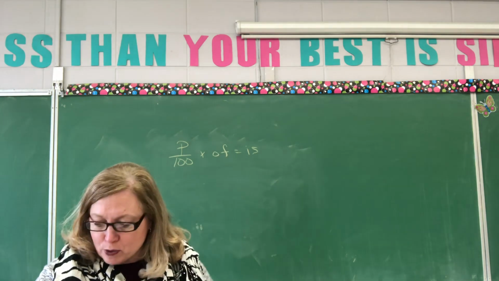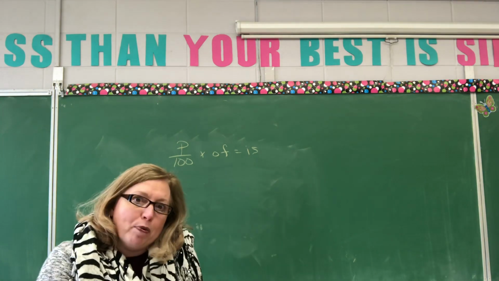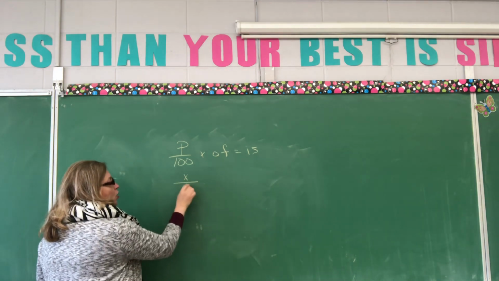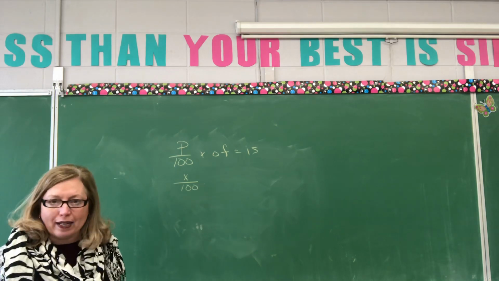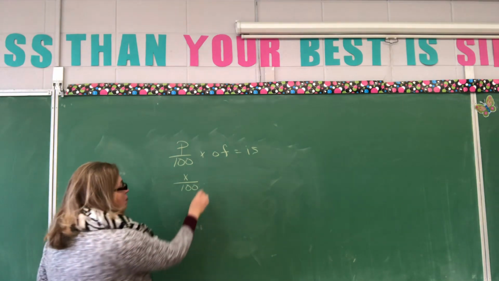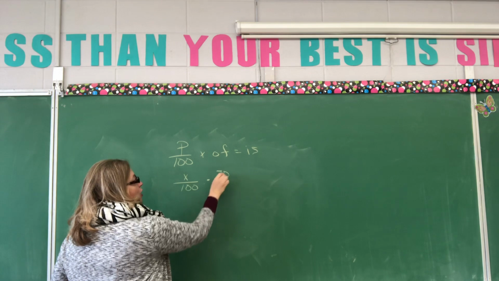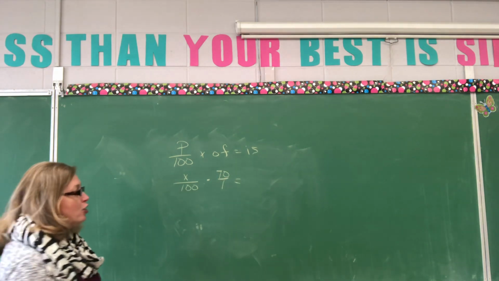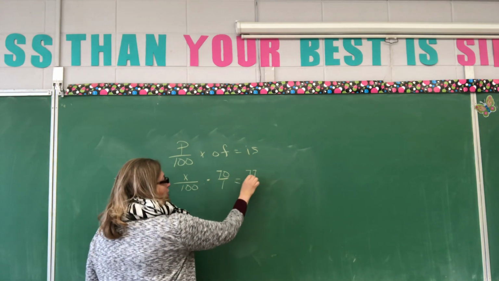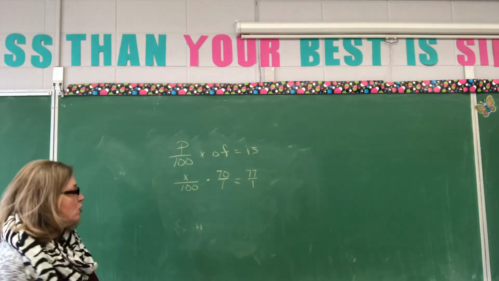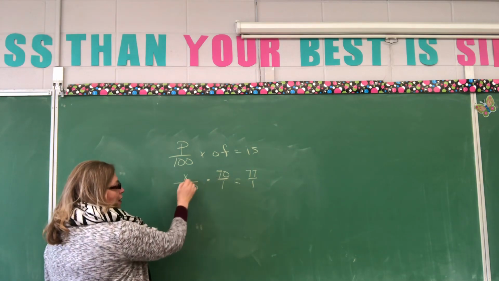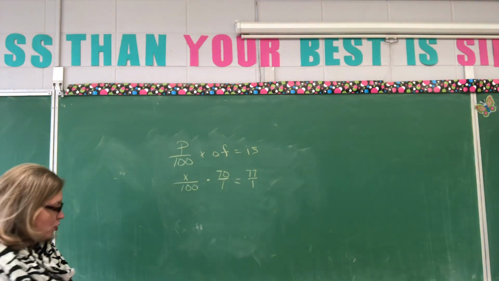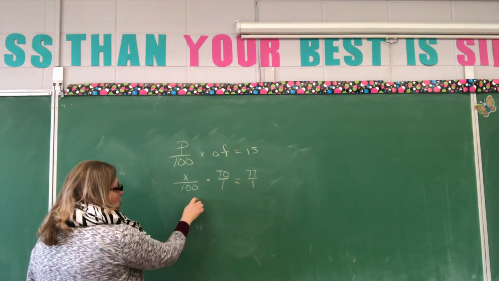Do we know the percent? No, the question is what percent? So since we don't know the percent, we're going to put x over 100 because I don't know that answer. But I'm going to multiply it by 70 over 1, or 70, because that's what my problem has, and I know that it equals 77. So x over 100 times 70 equals 77.